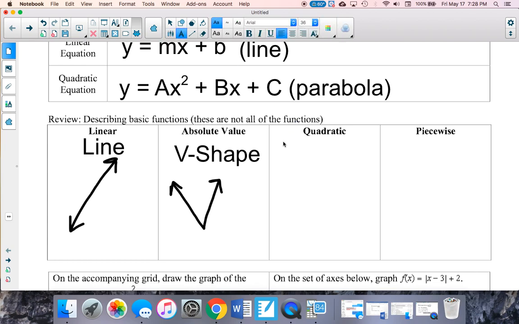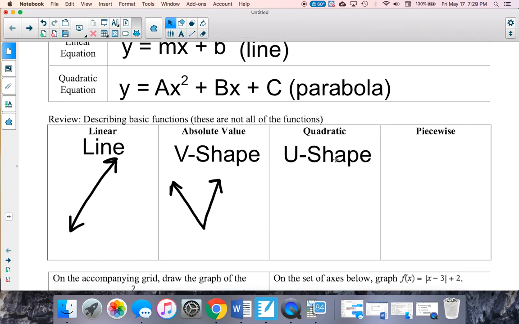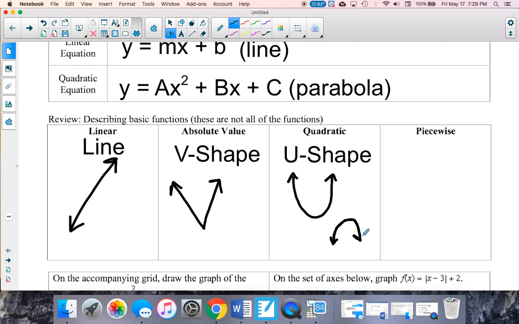Quadratic function, going to make a U shape, and above we called it a parabola, but it is a U shape. And just keep in mind the V and the U over here, and even the line can be any other direction. For example, this U can also look like this. They're both U shapes, okay?